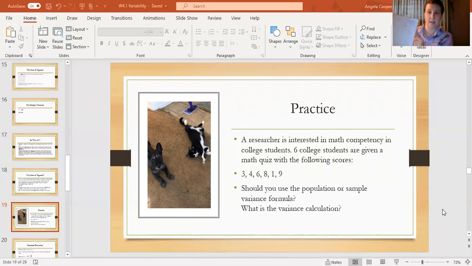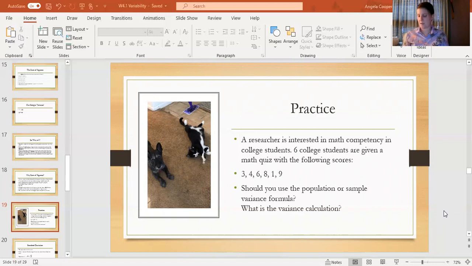So I've written down the sample variance formula right here. That's what we're going to be using. All right, so what do we do first? Now let's calculate the variance. Well, we have to calculate the sample mean. That's simple. I'm just going to use the calculator on my phone.